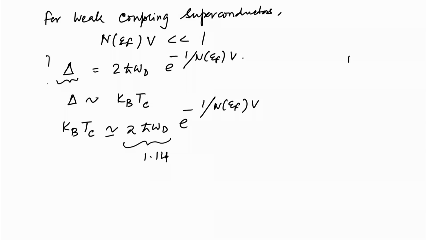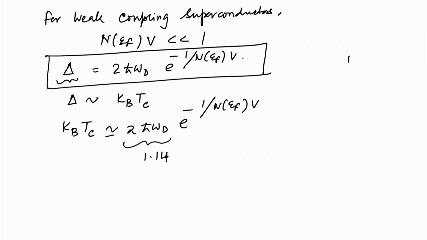So, this gives how the energy gap depends upon the phonon energy spectrum, and how the density of states at the Fermi level comes into the picture, and the strength of the attractive interaction is also there, which is V. We also have n epsilon f multiplied by V much smaller than 1, which is relevant for a weak coupling superconductor.